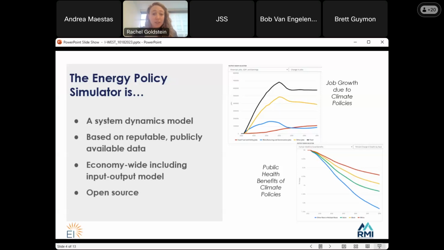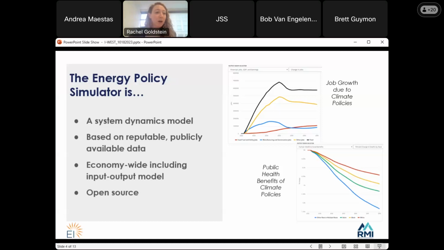Another thing to note, this is an open source model, which is really cool. We use a program called Vensim to work within our model, and we also have a web tool. Both the Vensim version of our model and the web tool can be run for free.